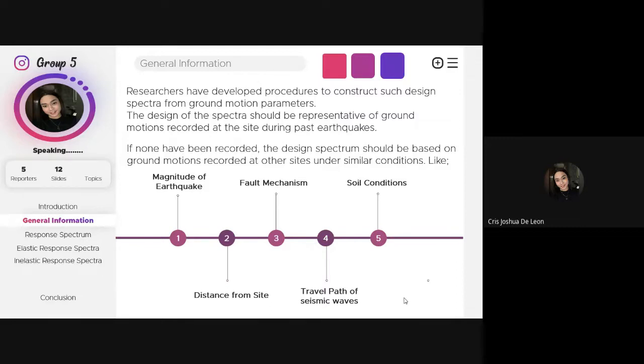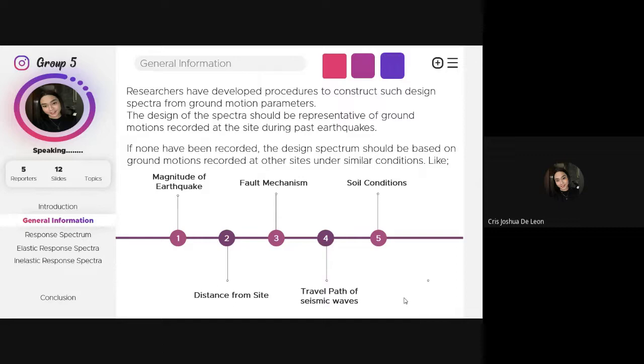Given the fact the magnitude is the size of the earthquake. An earthquake has only a single magnitude, and the shaking that it causes has many values that vary from place to place. This is based on the distance, which comes second, the distance from the site.